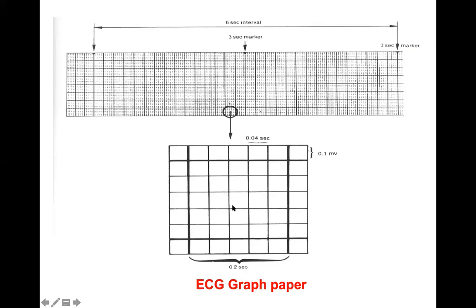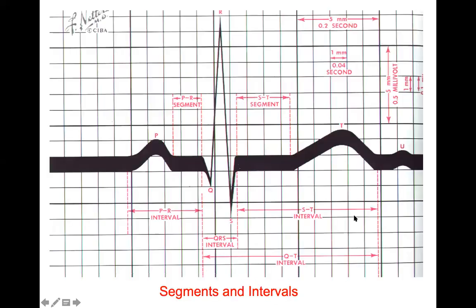Okay, so your ECG is composed of big squares and small squares. Your small square has a value of 0.04 seconds, and the big square is 0.2 seconds. Your segment and interval in ECG are different from each other. Your PR interval starts at the start of the P wave and ends at the start of the Q wave, while your PR segment starts at the end of the P wave and ends at the start of the Q wave, no?